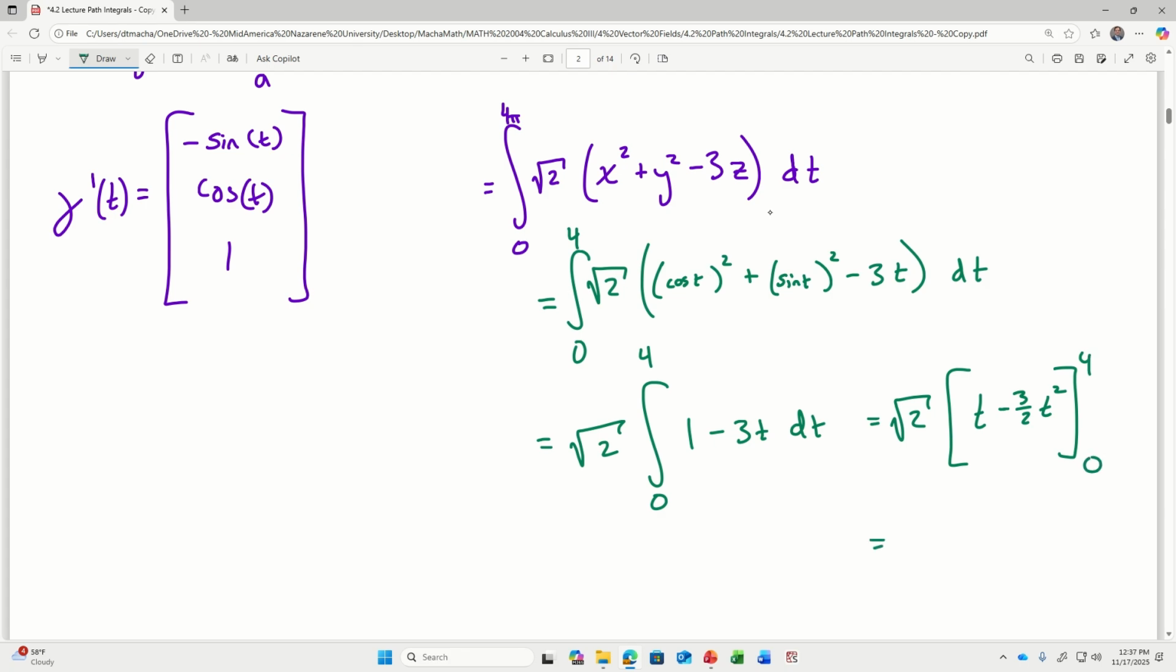We can plug in the 4, and we're going to get 4 minus 3 halves times 16, which is 4 minus 3 times 8, which is 4 minus 24, which is going to be... ooh, I was saying 4 too much. I almost wrote down the wrong thing. Negative 20 square root 2.